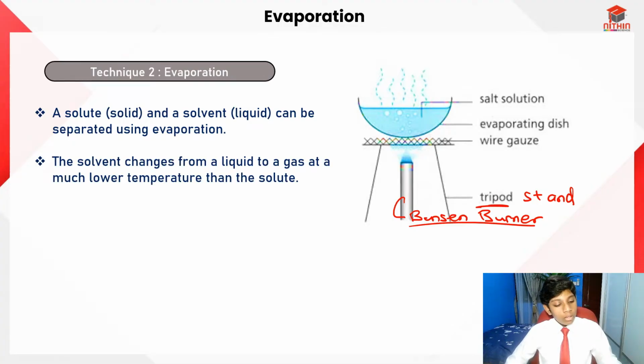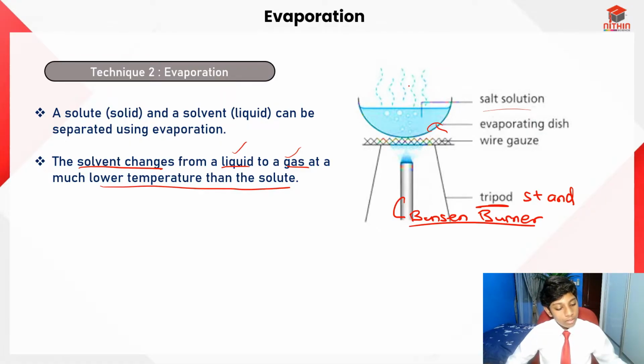Next, the solvent, which is the liquid that the solute dissolves in, changes state from a liquid to a gas at a much lower temperature than the solute. This is because the solute has a higher boiling point. The solute is in the form of a solid, as when we were doing the salt solution. When you're adding salt, it is in the form of a solid.